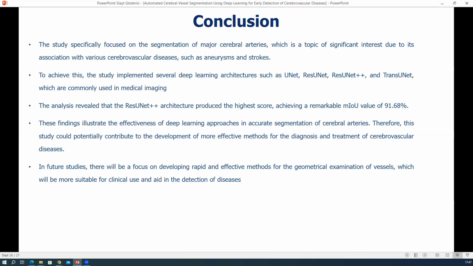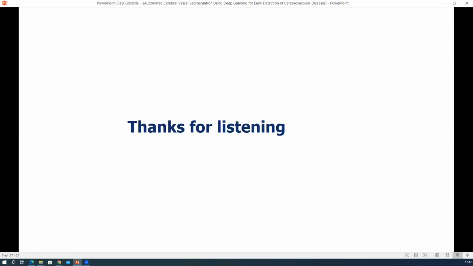In future studies, we will focus on developing rapid and effective methods for geometrical examination of vessels, which will be more suitable for clinical use and aid in the detection of disease. Thank you for listening.